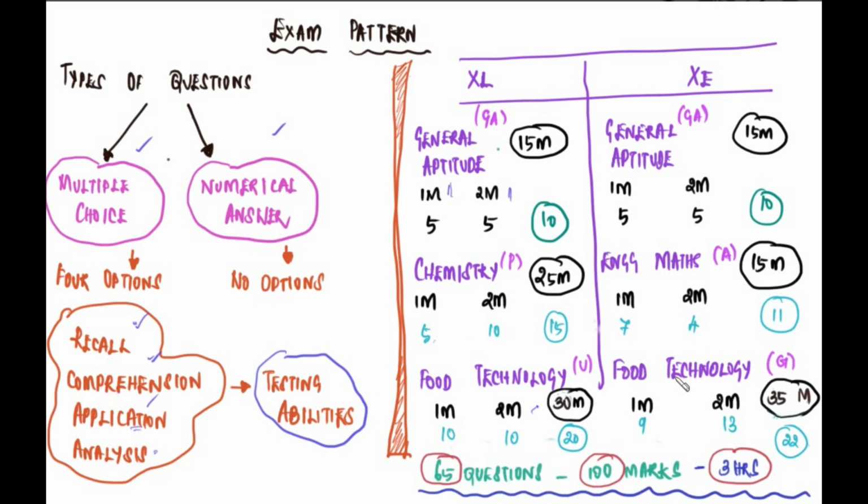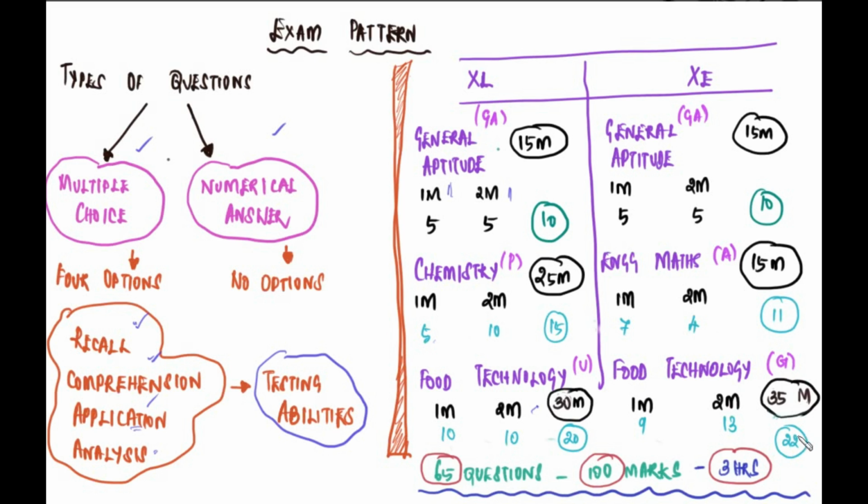In the case of food technology, you will have 9 1-mark questions and 13 2-mark questions, totally constituting about 35 marks. The number of questions will be 22, and similar to this food technology section, you would have selected one more option. It could have been thermodynamics or oceanic or atmospheric sciences, or whichever section you have chosen, that will be one more section. So it will also constitute about 35 marks with 22 questions.